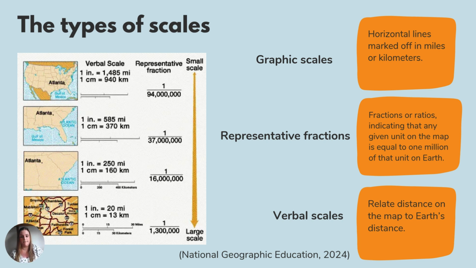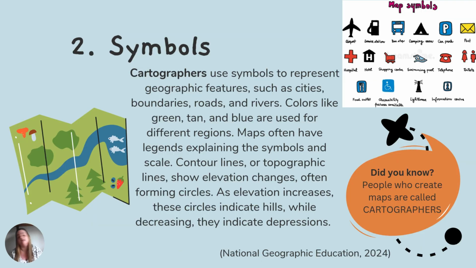Now, let's have a look at these things called symbols that we get on our map. This is the hard word. Cartographers use symbols to represent geographic features such as cities, boundaries, roads, and rivers. Colors like green, tan, and blue, which is usually used for our rivers and our seas, are used for different regions. Maps often have legends explaining the symbol and scale.